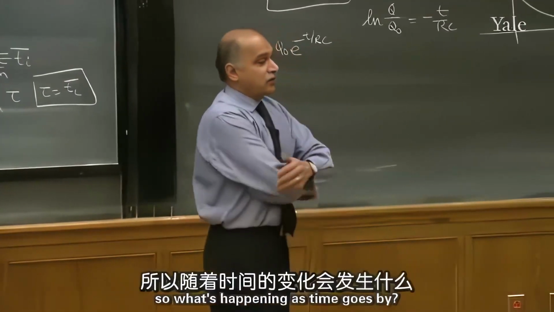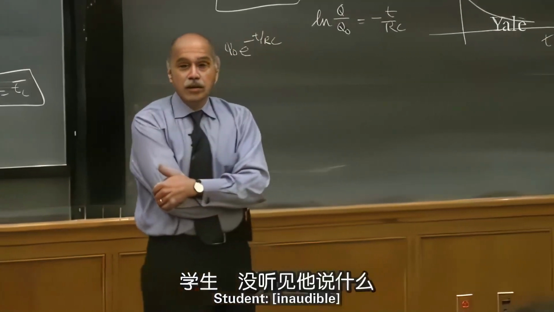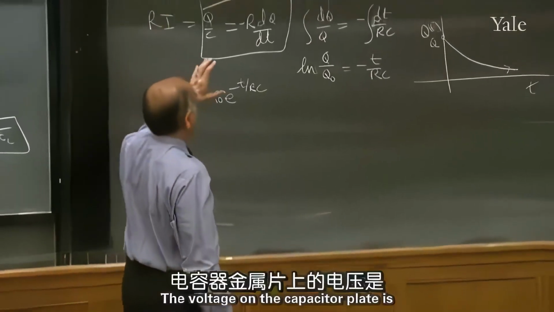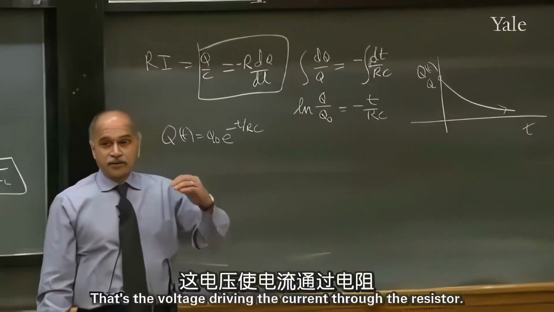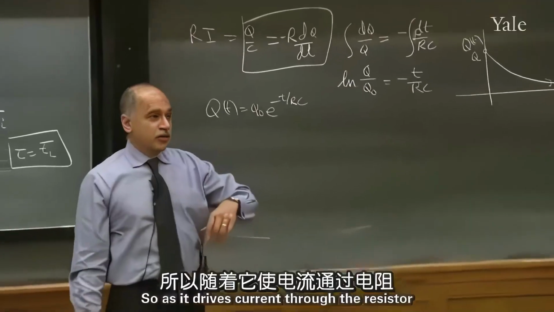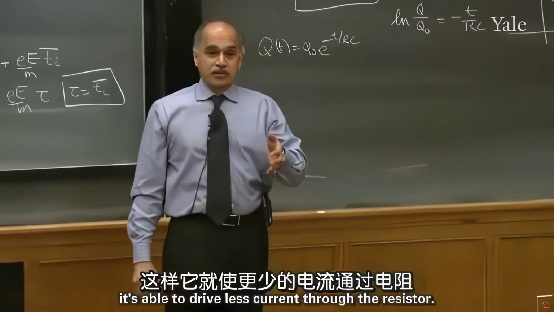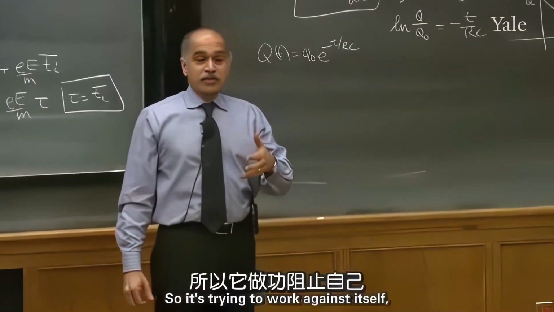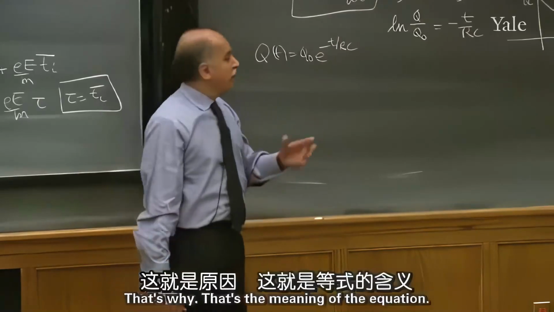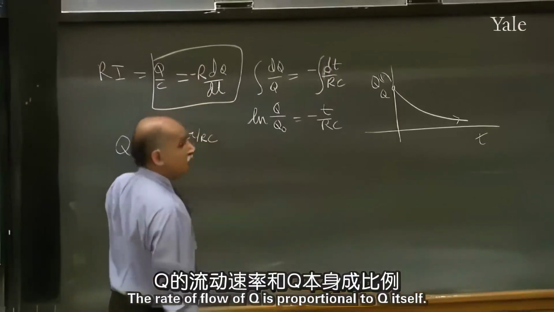So what's happening as time goes by? The voltage on the capacitor plate is decreasing with time, right? That's the voltage driving the current through the resistor. So as it drives current through the resistor and it begins to become empty, it's able to drive less current through the resistor. So it's trying to work against itself, but it doesn't have enough Q on it to drive more Q down. That's the meaning of the equation. The rate of flow of Q is proportional to Q itself.